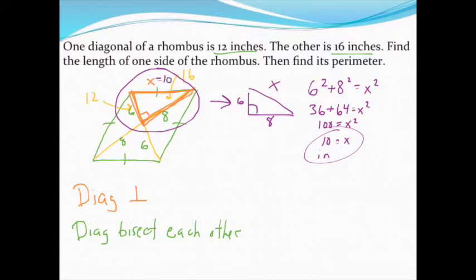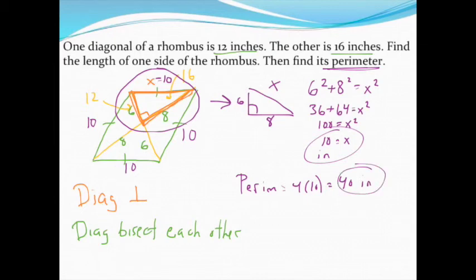They did ask me one more question. They asked me to find its perimeter, which is the distance around the rhombus. Well, since we do have a rhombus, all the sides are the same length, so I'll label all 4 sides 10. And then to find the perimeter, it's simply a matter of adding up 10 4 times, or just doing 4 times 10 because they're all the same length. And I get a perimeter of 40 inches for this rhombus.